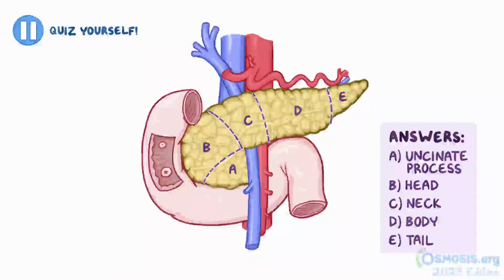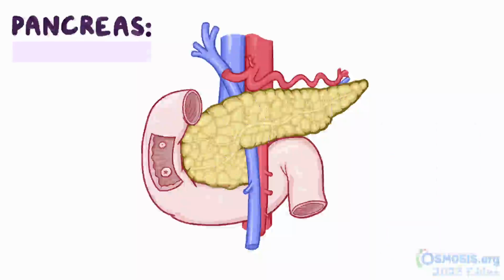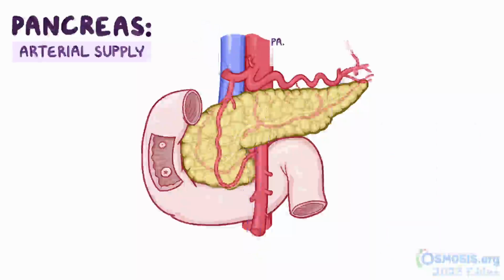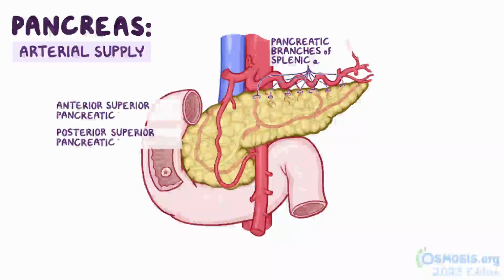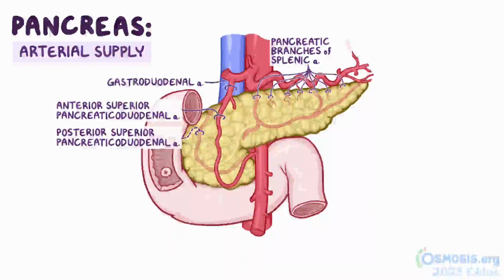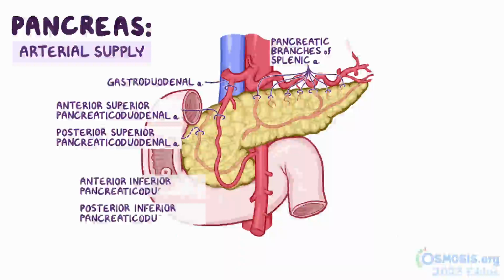Now let's talk about blood supply, lymphatic drainage, and innervation of the pancreas. Most of the arterial supply is provided by pancreatic branches of the splenic artery. A smaller portion of its blood supply, especially to the head and the uncinate process, is supplied by the anterior and posterior superior pancreatico-duodenal arteries, which are branches of the gastroduodenal artery, and also by the anterior and posterior inferior pancreatico-duodenal arteries, which are branches of the superior mesenteric artery.